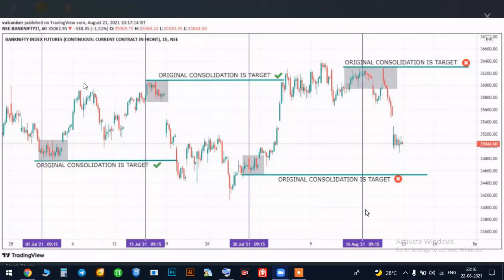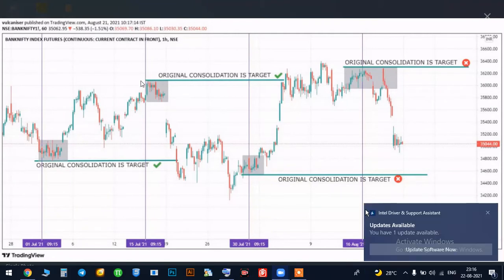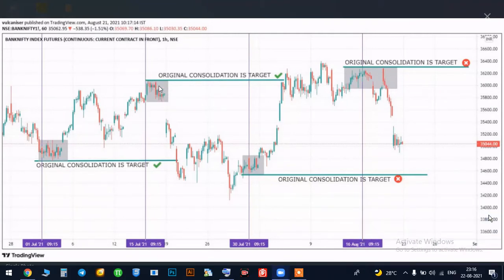Now nobody wants to buy the market because the market goes from here to here, moves upside, and this liquidity is over. Now on 15 July, they are again making the position. So what will they target here after making the position? They will target the original consolidation swing low, that is your stop run.